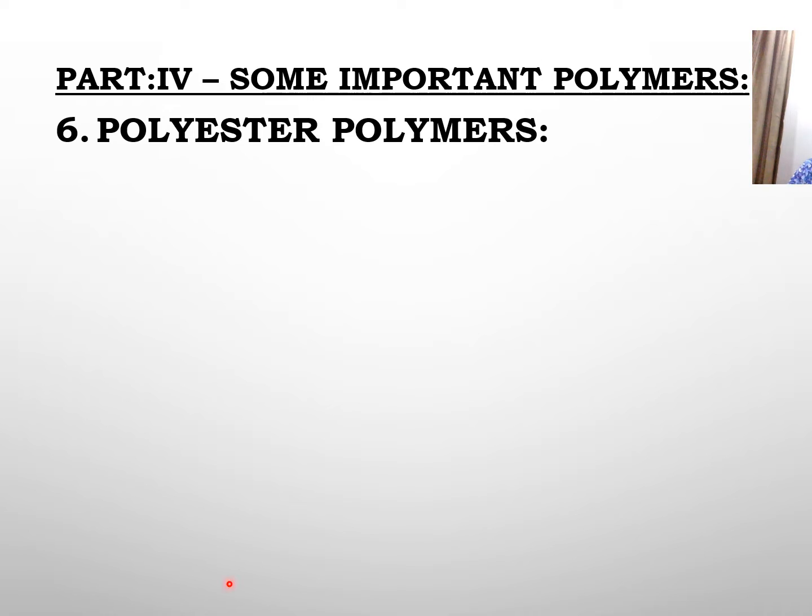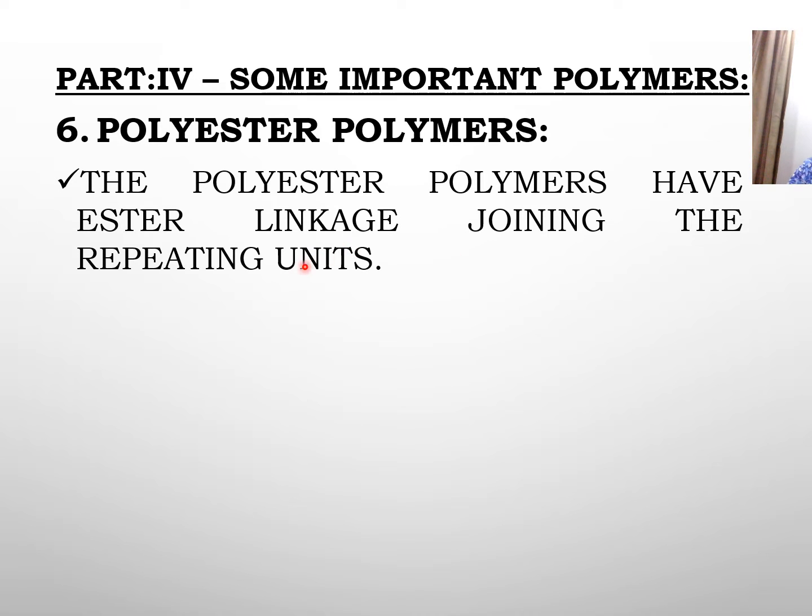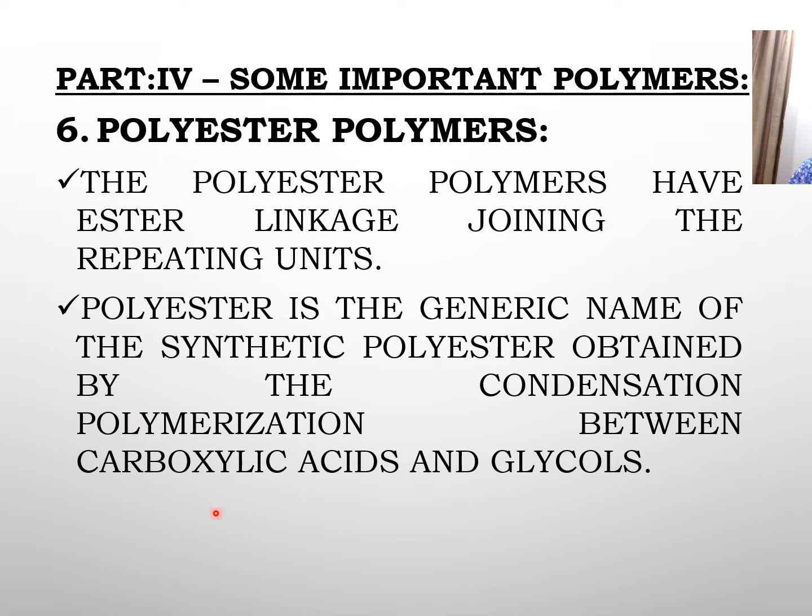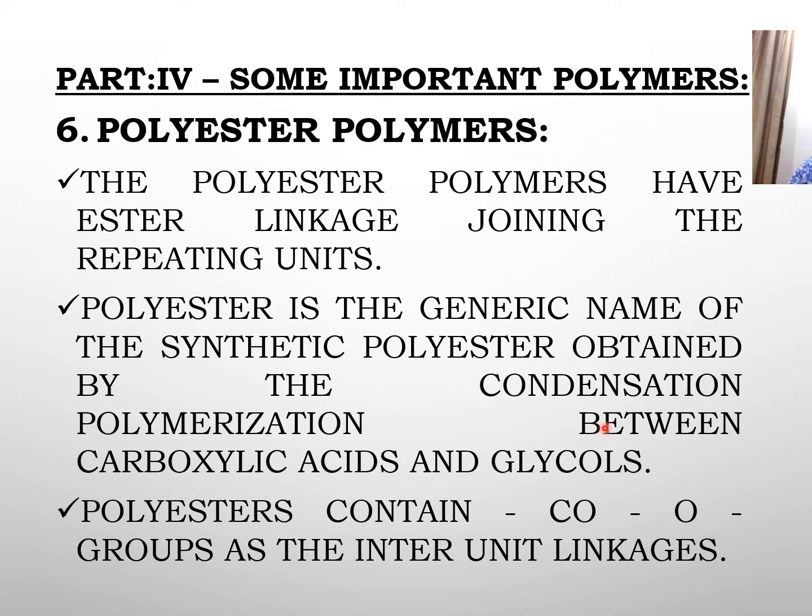So what is the meaning of the word polyester? As the name indicates, it is a polymer that contains many ester linkages. So the repeating unit will be joined by the ester linkages. And how are these ester linkages formed? These ester linkages are formed by the condensation polymerization of carboxylic acids and glycols. Carboxylic acids contain 2 COOH groups and glycols contain 2 OH groups. So the interlink between the monomers would be of C double bond O, that is the ester linkage.